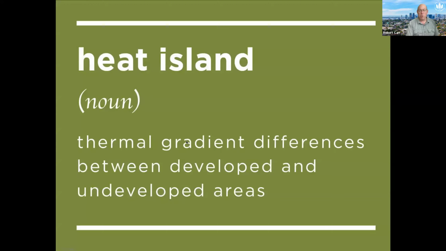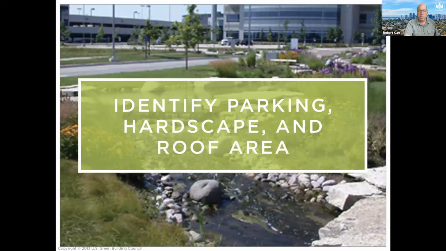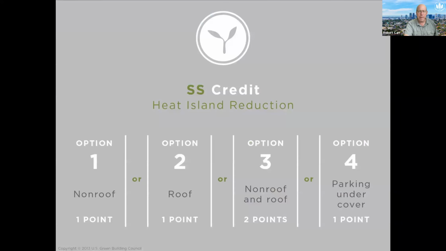So heat island, again, is a thermal gradient, the temperature difference between developed and undeveloped areas. I use the word urban and rural, but ultimately it's the same concept. If you're living in a rural environment with lots of vegetation, it's going to be cooler regardless than someone that has tons of asphalt and hardscape. So again, you want to identify your parking, hardscape, and roof areas. You want to look at what is already existing.